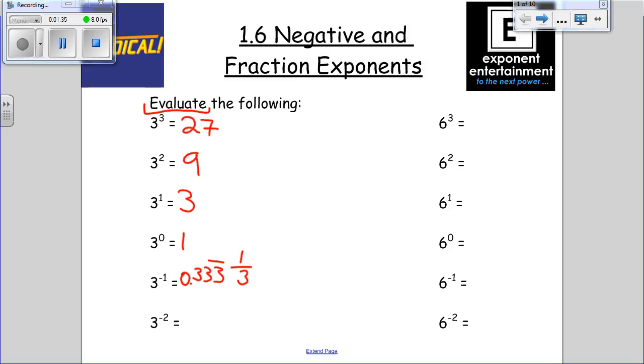Now, if you do 3 to the power of negative 2 in your calculator, you would get 0.111 repeated. But again, we don't like that. So instead, we would go math, frac, and we would change that thing to be 1 over 9.